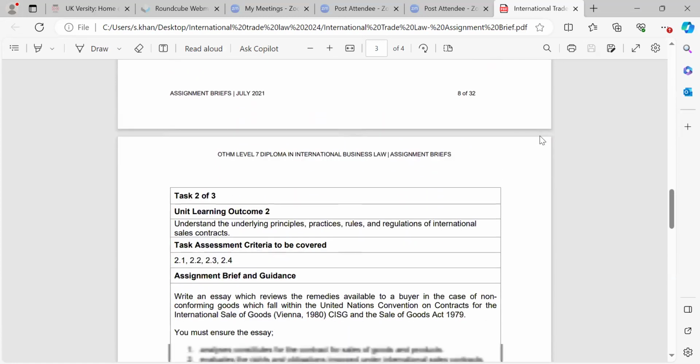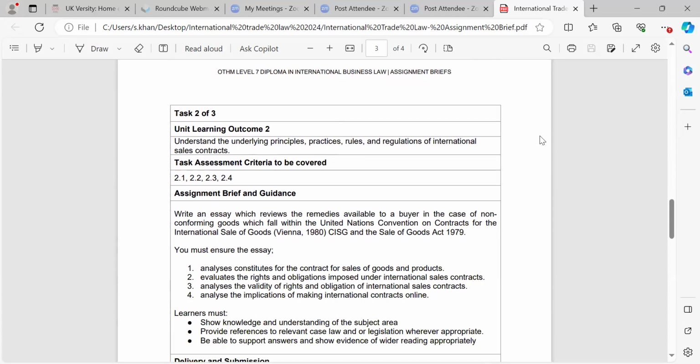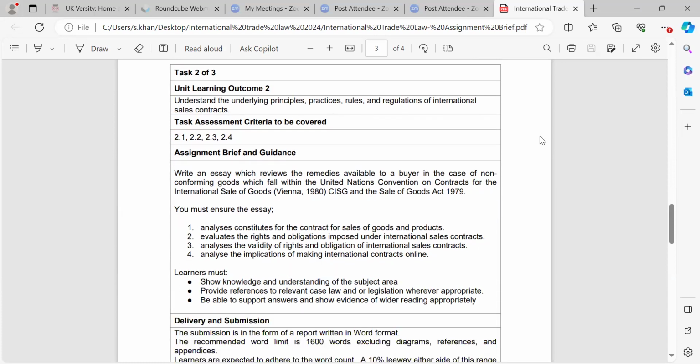Again, task 2 is looking at learning outcome 2, 2.1, 2.2, 2.3, and 2.4. Here you are writing an essay, which you need to look at 4 elements. Okay, so you'll put it as task 2, and you'll have each one under a heading. So analyze what constitutes the contract for sale of goods, number 1, and then write about that.